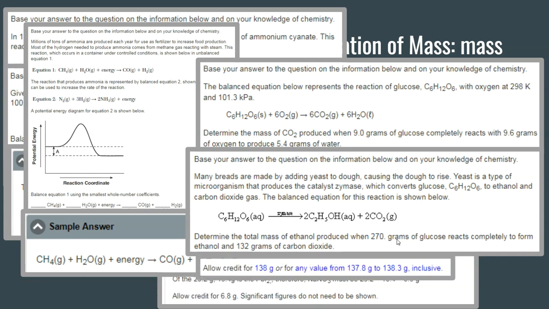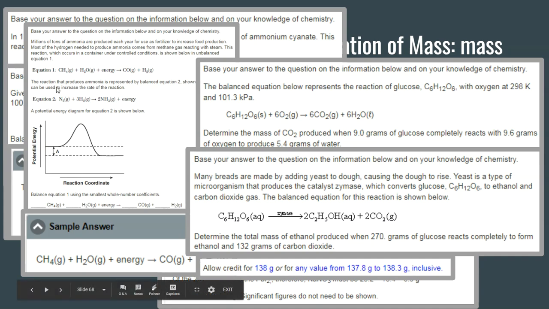When we solve for the unknown, we know that 270 is equal to X plus 132. Therefore, X must be equal to 138 grams, or any value from 137.8 grams to 138.3 grams inclusive is possible. So remember, when it comes to conservation of mass, the mass in must be equal to the mass out. So if you are told that a reaction reacts completely, then that means whatever starting mass you have, or the sum of the starting masses, must equal to the sum of the products that you end up with.